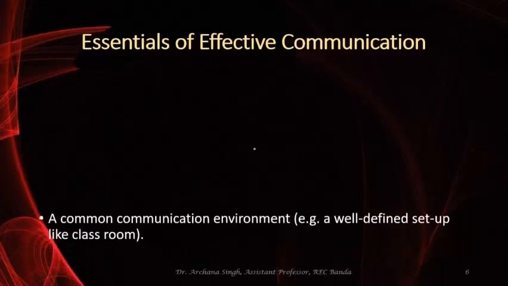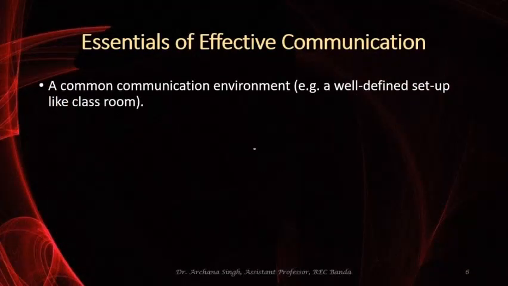Next is the essentials of effective communication. Now we have seen that communication is vital for the sustenance of a human being in a society, and there is a proper communication process: the sender ignites the message, encodes it, and through a particular channel sends it to a receiver. The receiver decodes the message, and through a response and feedback, the sender comes to know about the message.